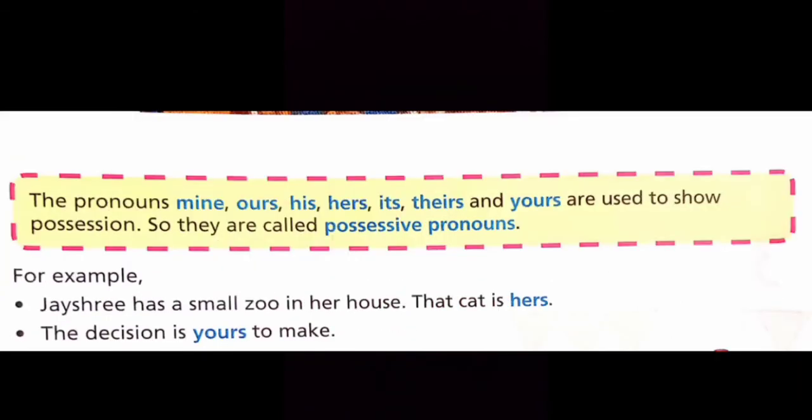The pronouns mine, ours, his, hers, its, theirs, and yours are used to show possession. So they are called possessive pronouns. For example, Jayashree has a small zoo in her house. That cat is hers. Hers is the example of possessive pronoun.